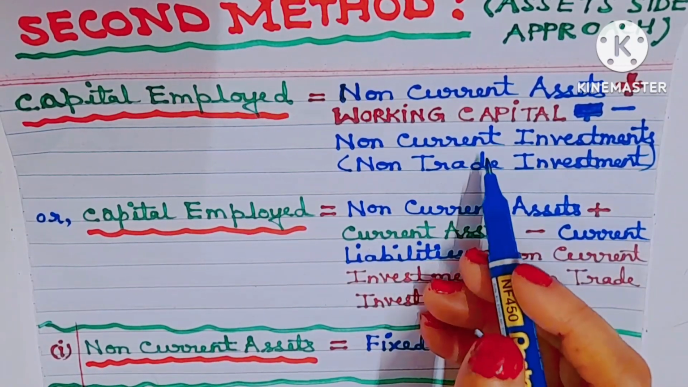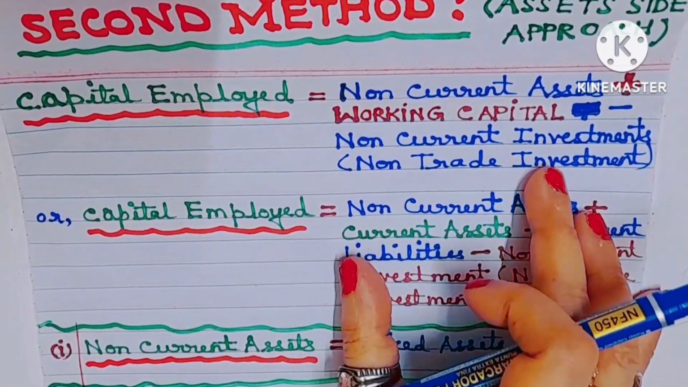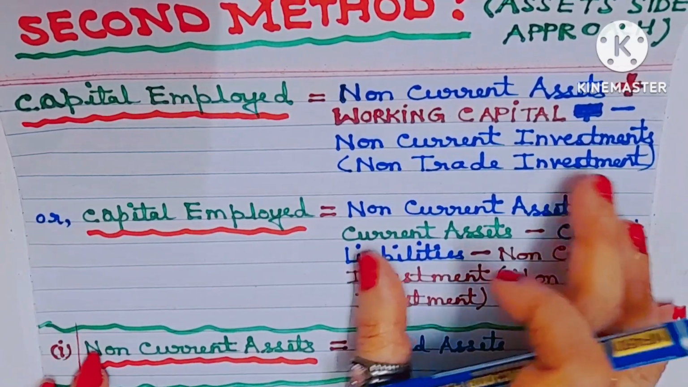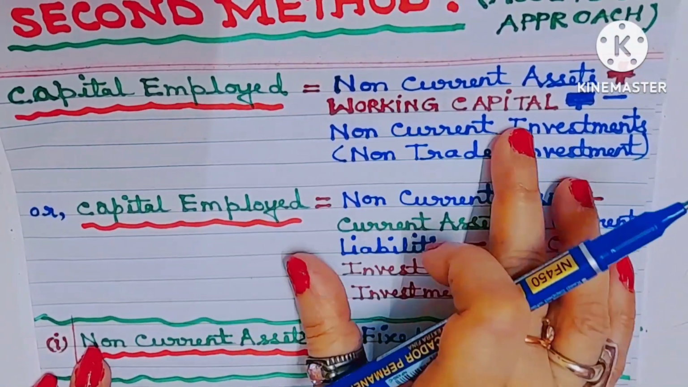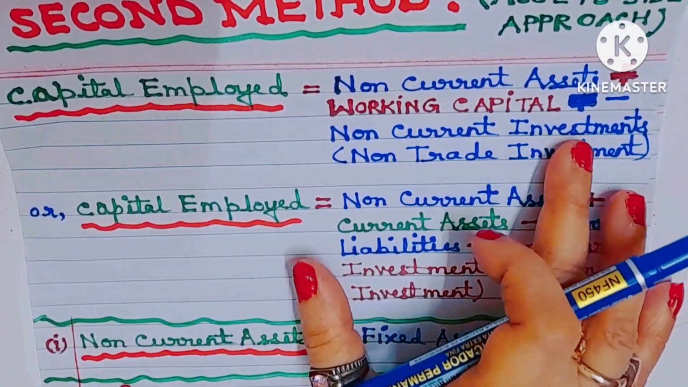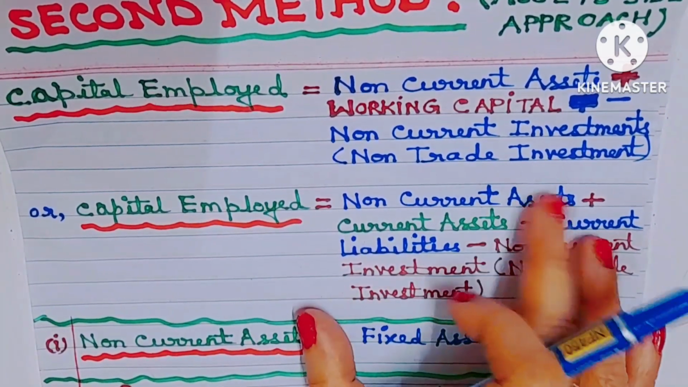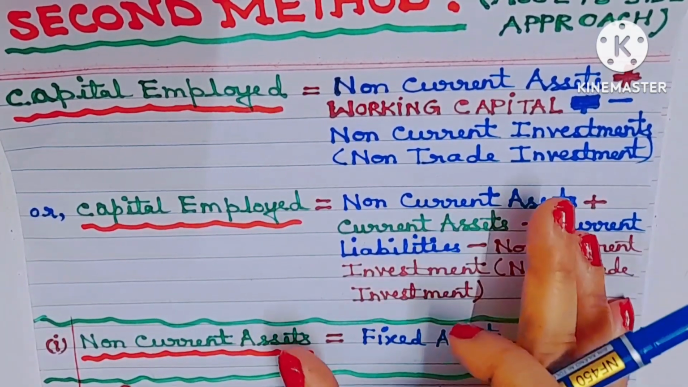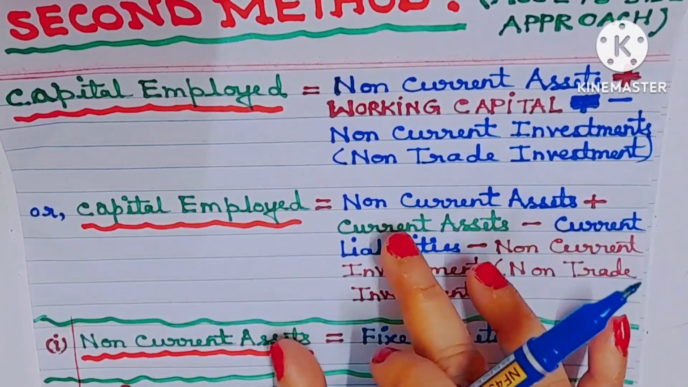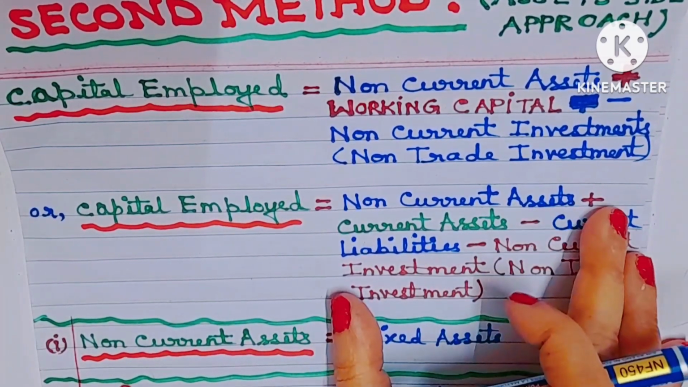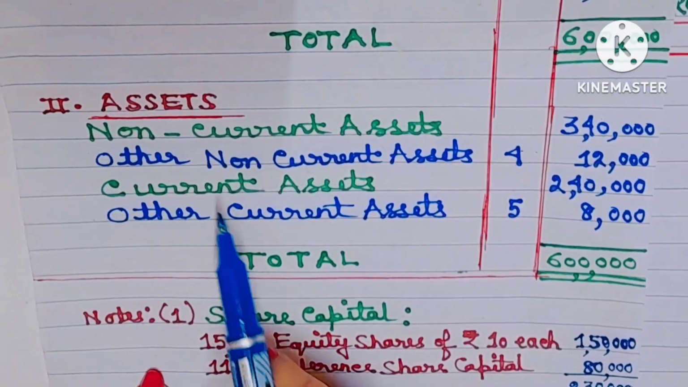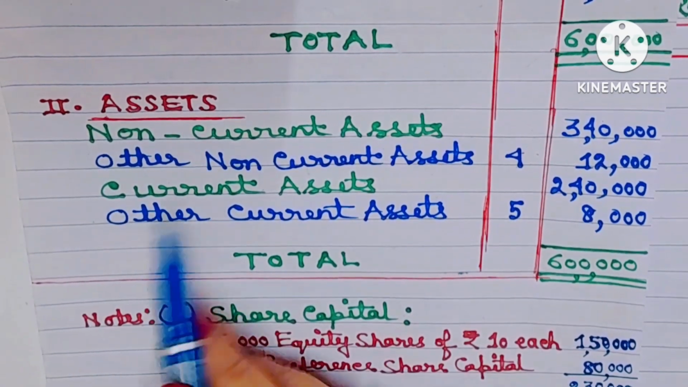Non-current investment or non-trade investment নেই, সেটা আমরা আগে দেখেছি। Now working capital problem এ দেওয়া নেই। কি দেওয়া আছে? Current assets and current liabilities. And as we know, working capital is equal to current assets minus current liabilities. Okay? So let's go through the problem. So number 2 assets, non-current assets 3,40,000.